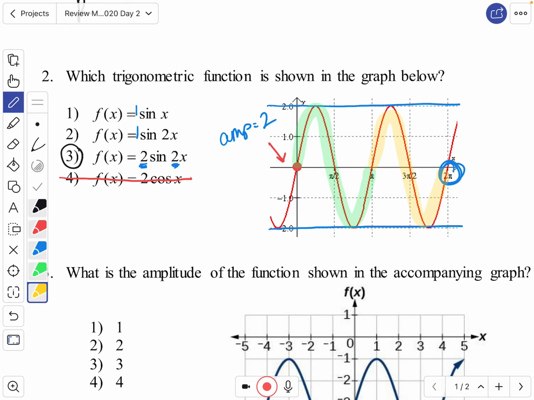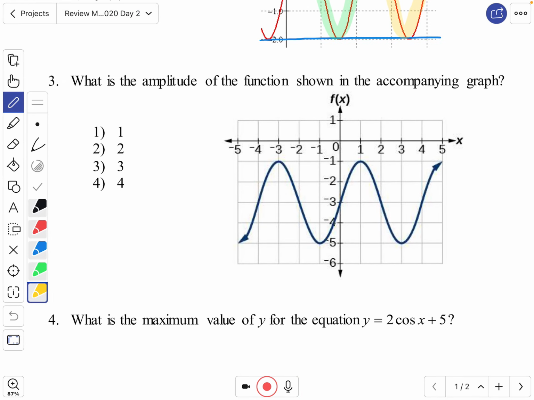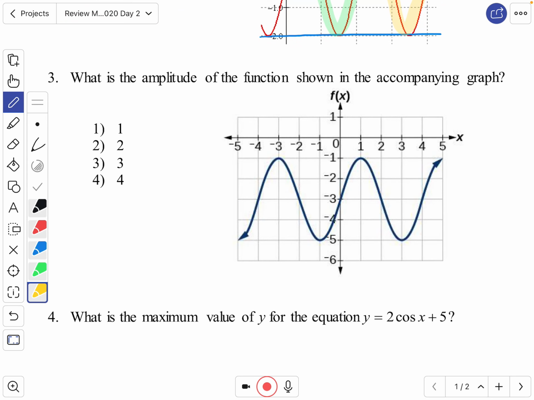Okay, number 3. What is the amplitude of the function shown in the accompanying graph? What you'll notice here is that there's a shift. This curve, we're not sure if it's sine or cosine, but this entire curve was shifted below the axis. So we need to find the new center of the curve. We need to figure out how high and how low this graph is going, and create the center. I noticed that the highest it goes is -1, and the lowest it goes is -5.